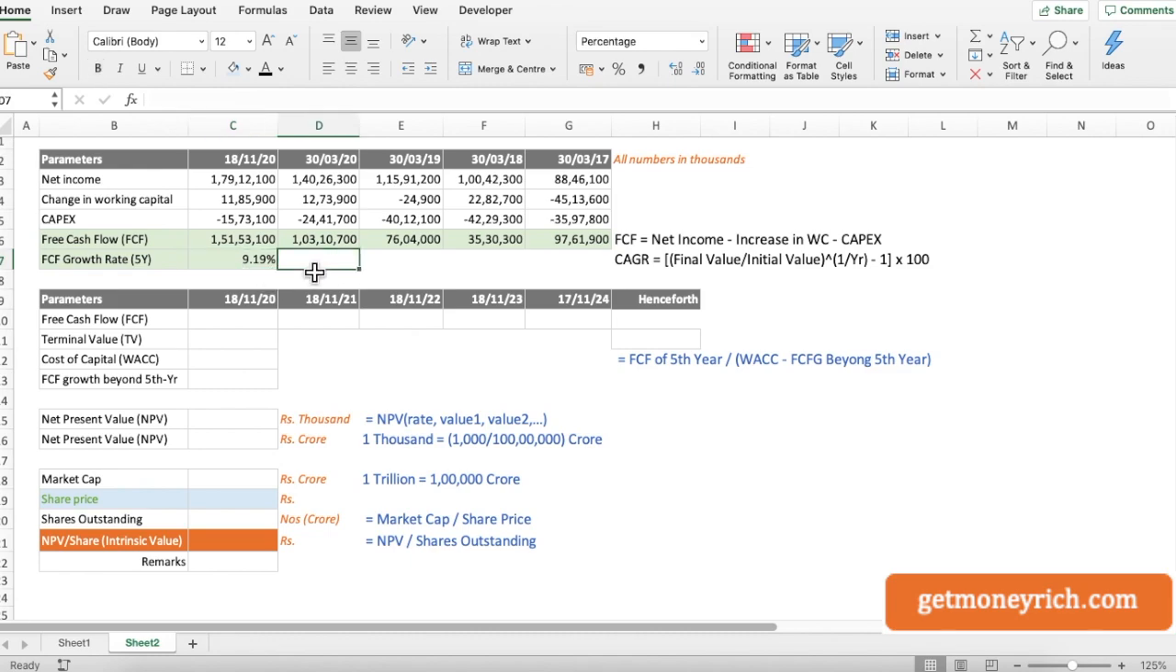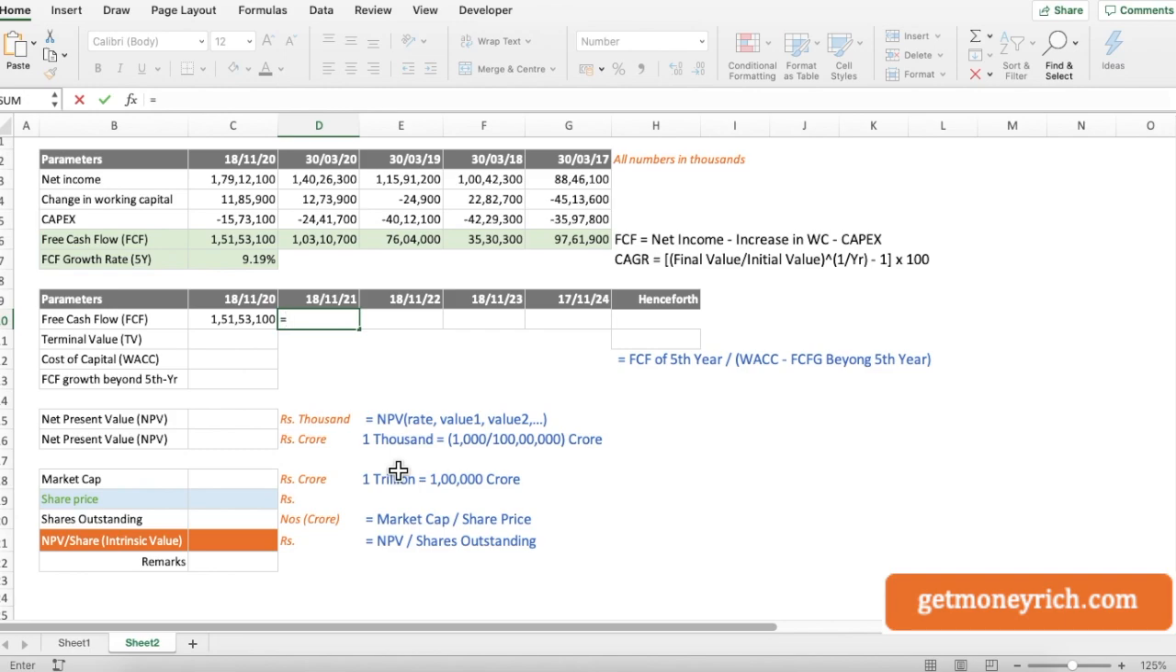per annum. So now we will assume that this free cash flow, which has grown at the rate of 9% in the last 5 years, will continue to grow at the same rate for the next 5 years as well. So assuming this, let's copy the free cash flow number for year 2020, and then using this number and this growth rate, we will calculate the free cash flow for year 2021.